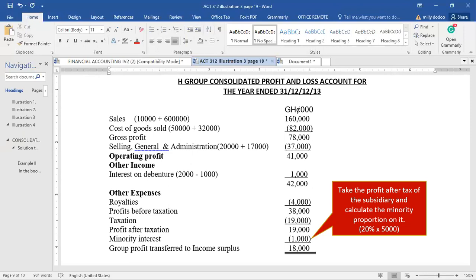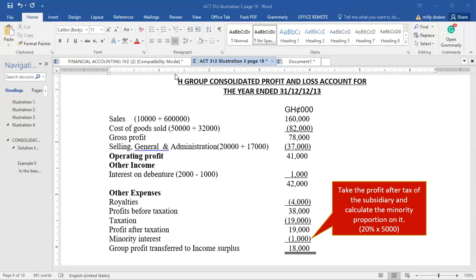What you are supposed to take note of is that, yes, fine, how much is the percentage holding? You take note of the percentage holding. What are the intra-group balances? So without the intra-group balances, all you need to do is to just add.